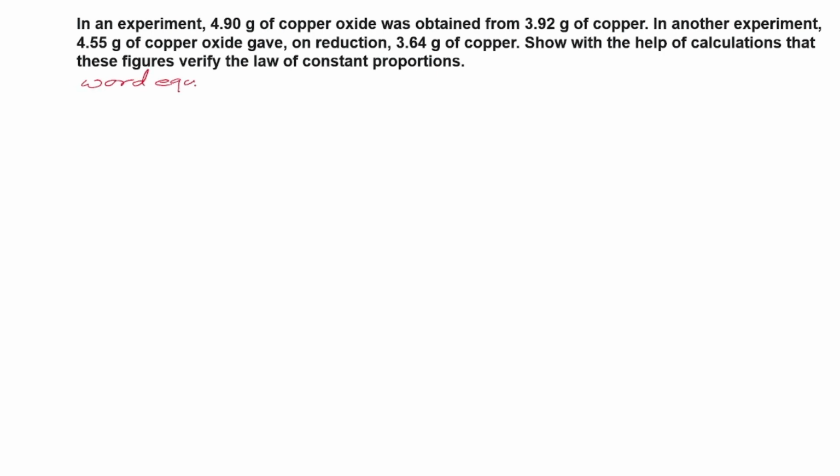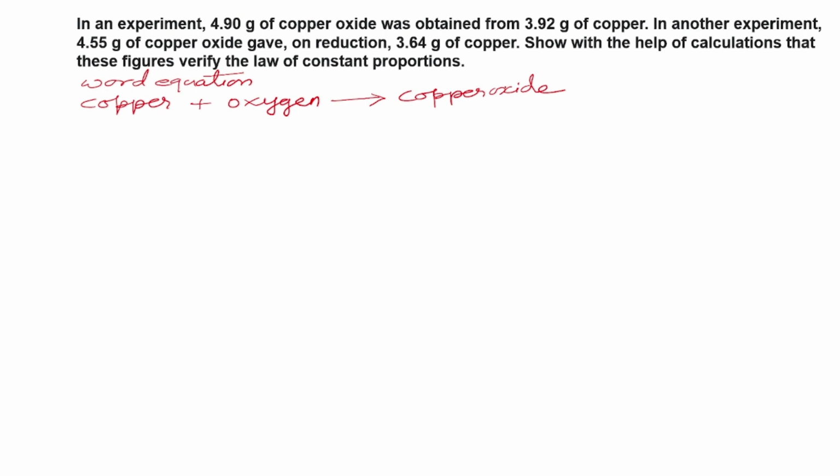Word equation, that is, copper reacts with oxygen to form copper oxide. Okay, this is the reaction. Now what is given here? 4.90 gram of copper oxide was obtained from 3.92 gram of copper.